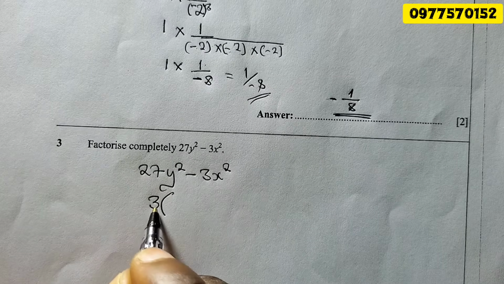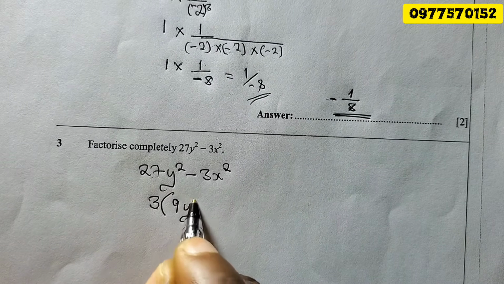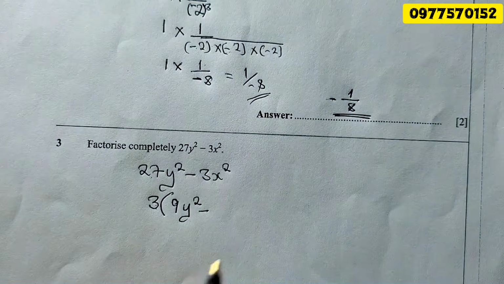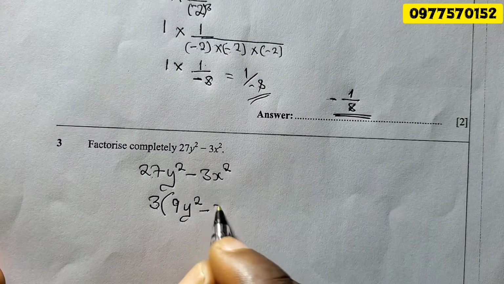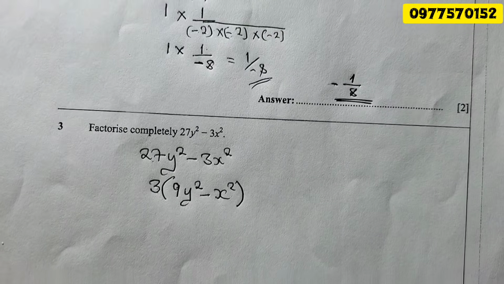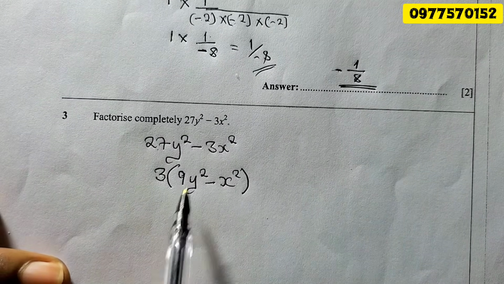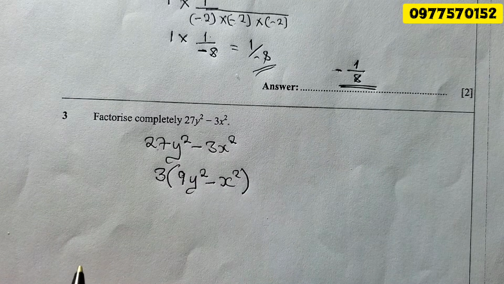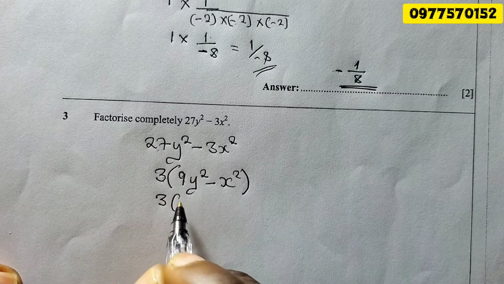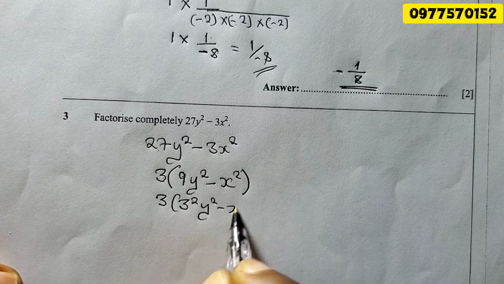So let's divide. 3 into 27, it is 9 times. 9y squared minus 3 into 3. 3 will cancel. We just remain with x squared. Okay? So at this stage, if you can see nicely, inside here is a difference of two squares. So 9 can be written as 3 squared, y squared minus x squared.